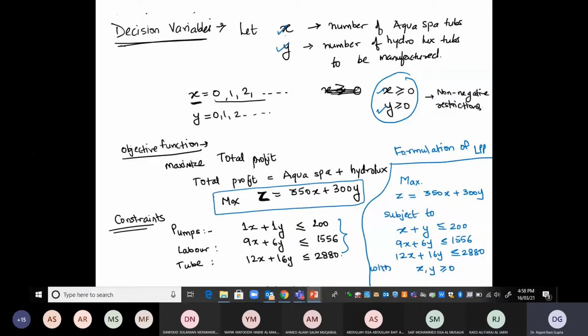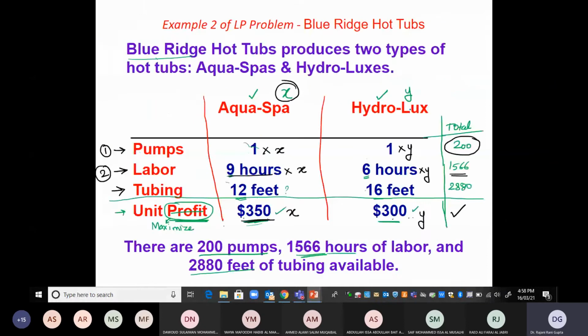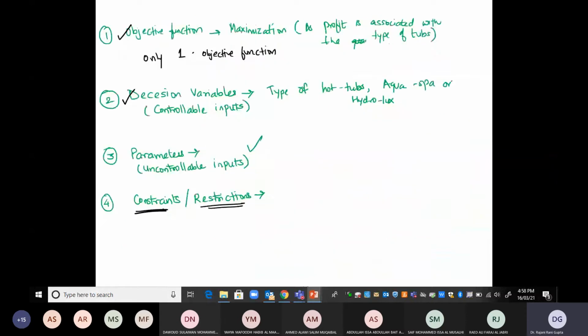So here we were having two decision variables, because there are two types of tubs, out of which you have to decide how many of each type you want to buy. In some cases you have more than two decision variables. It can be 3, 4, and so on. Similarly, you can have different constraints. Here you had three constraints because the restrictions were pump, labor, and tubing. Depending upon that, you have the constraints. It could be 2, 3, or 4.